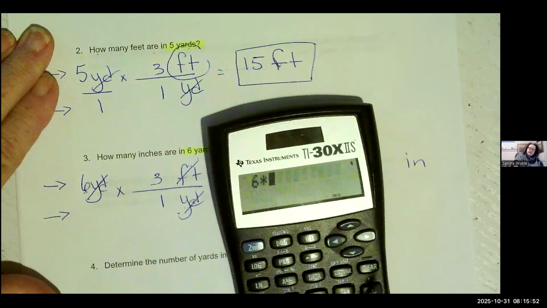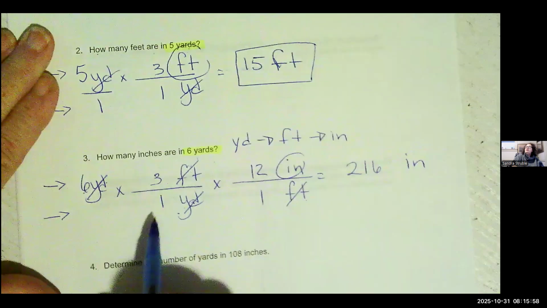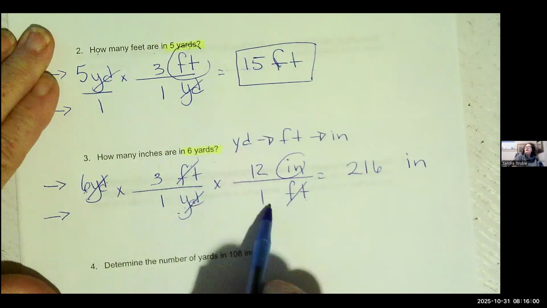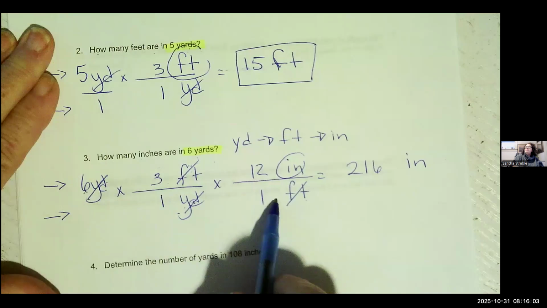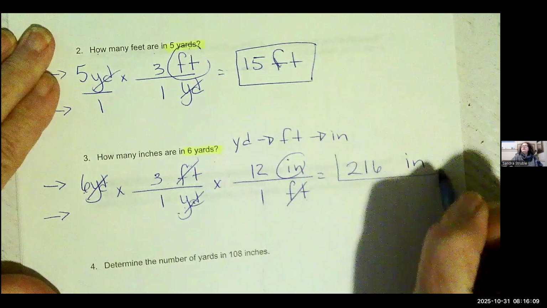Is 216 inches. Notice there's only ones in the denominator, so I'm not having to worry about my denominator right now. There will be here in a moment where we're going to have to make sure that we carry our denominator over as well. But because it's just 1, anything over 1 is itself.